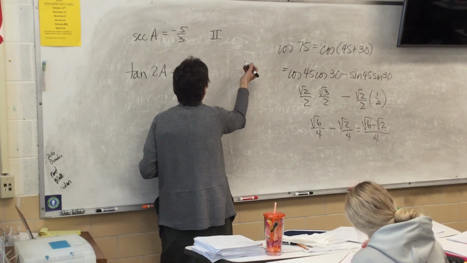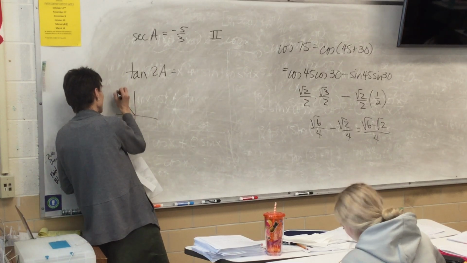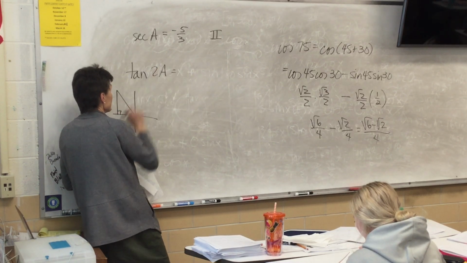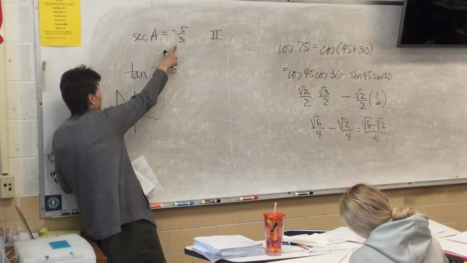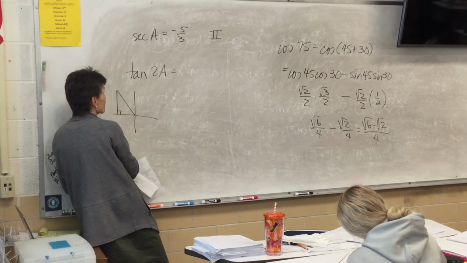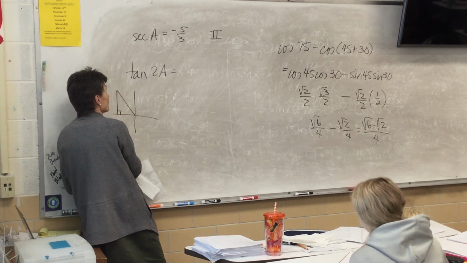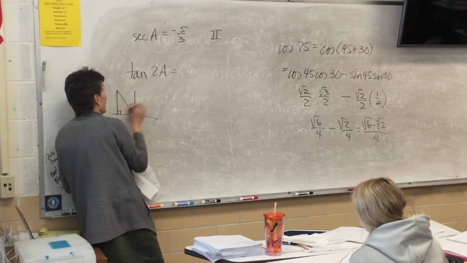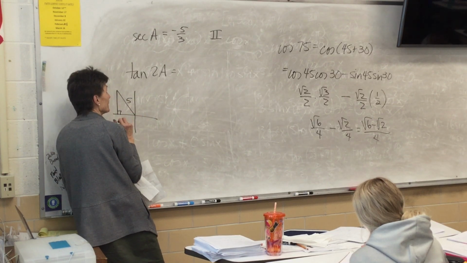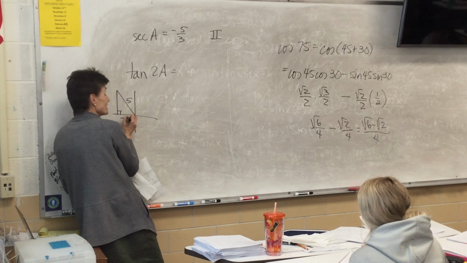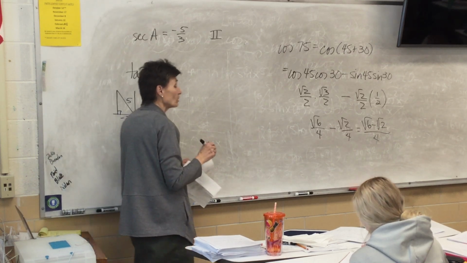So I could draw a picture of it. It's an angle in quadrant 2, tells me in the problem. What do I know about these sides of the triangle here? Hypotenuse is 5, not negative. Hypotenuse is never negative. And the adjacent's -3, because secant is reciprocal of cosine.